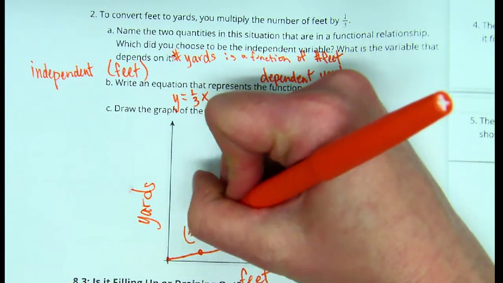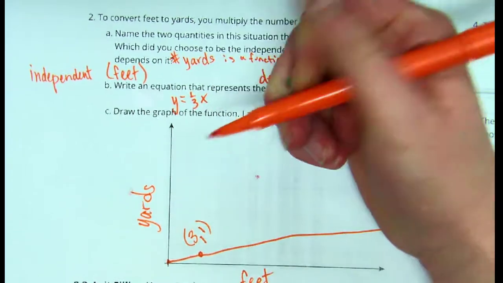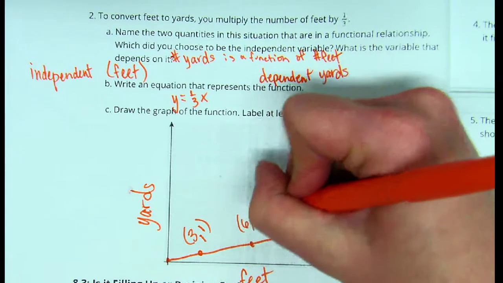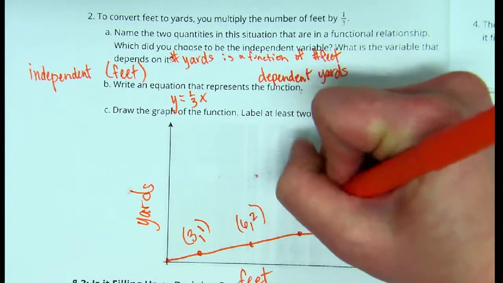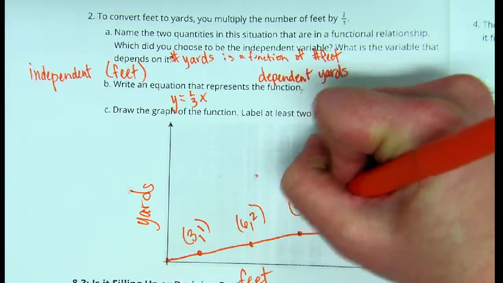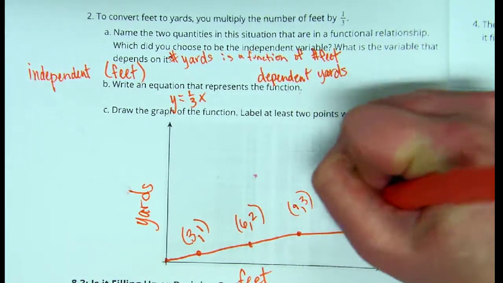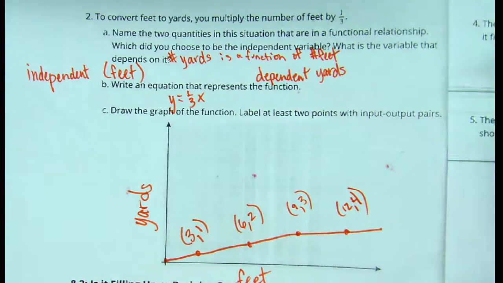So if I have 3 feet, I have 1 yard. If I have 6 feet, I have 2 yards. If I have 9 feet, I have 3 yards. If I have 12 feet, I have 4 yards.